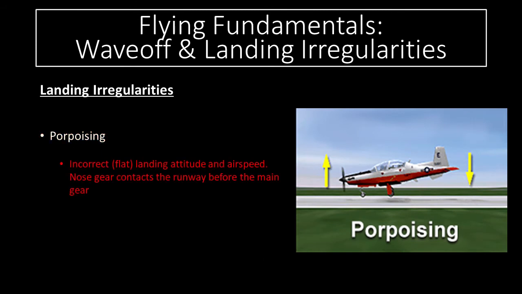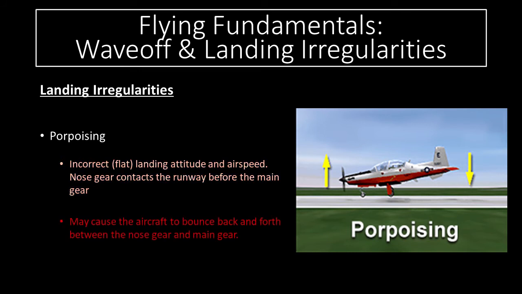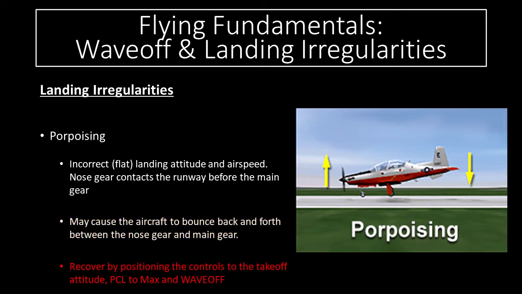Porpoising is caused by an incorrect or flat landing attitude and airspeed. This most commonly happens when the nose gear contacts the runway prior to the main landing gear. Porpoising causes the aircraft to oscillate between the nose gear and the main gear. Repeated impacts will cause structural damage to both landing gears and airframe. Recover by positioning and holding the controls to a takeoff attitude. Smoothly move PCL to max and wave off. Cycling the controls to combat the porpoising effect will only increase further aircraft oscillations.